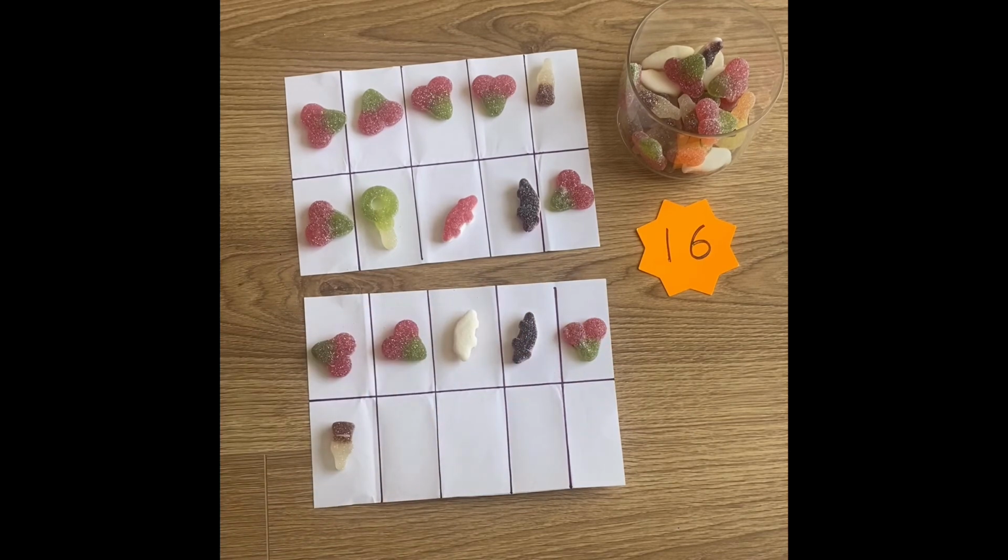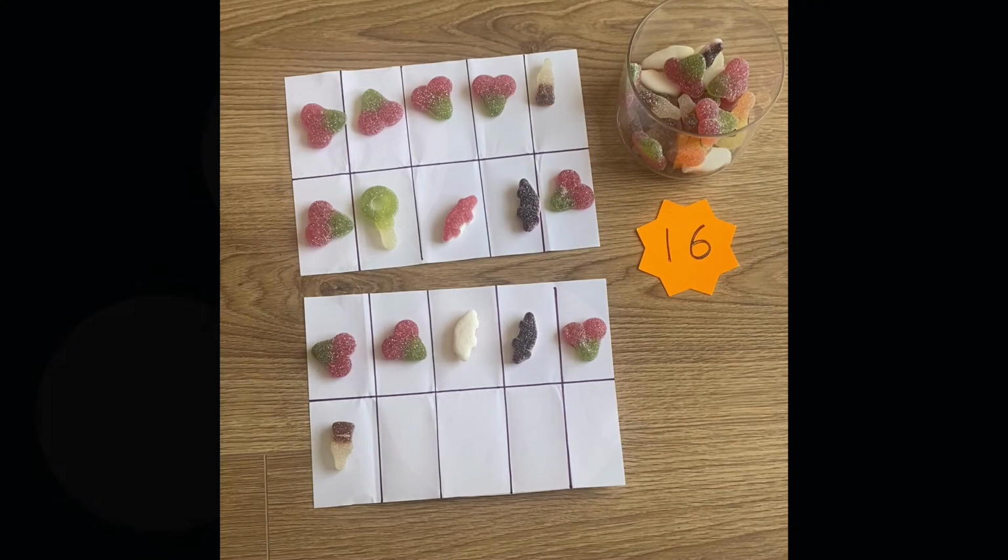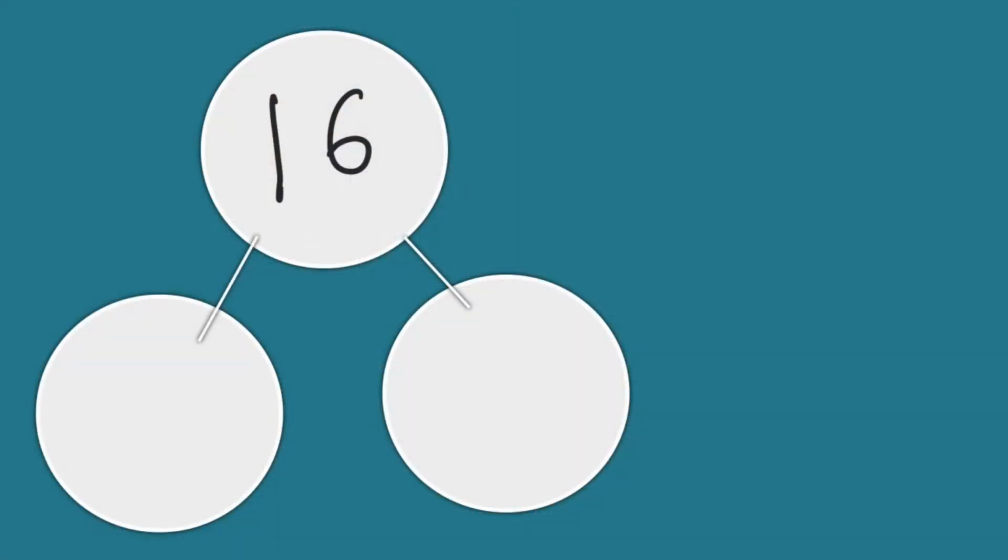Let's go see if we can put that into a part whole and write our calculation. Off we go. Okay, so we made 16 on our tens frame. And we were saying that we know that 16 is made up of 1 ten and 6 ones. And we can see that in my part whole. But can anybody tell me my calculation? Who can shout out at me my calculation?